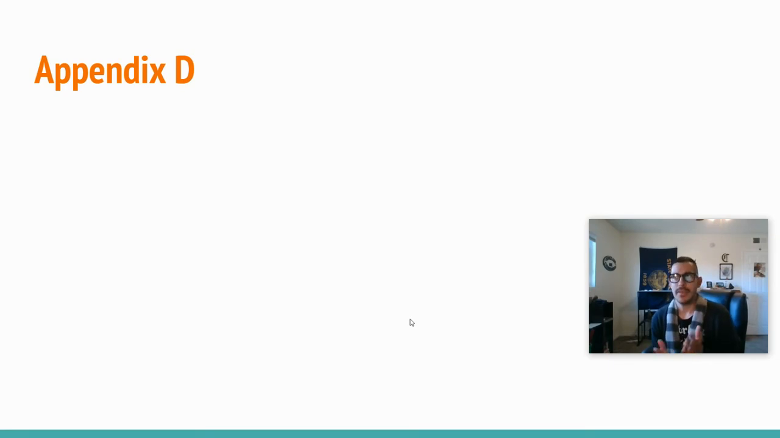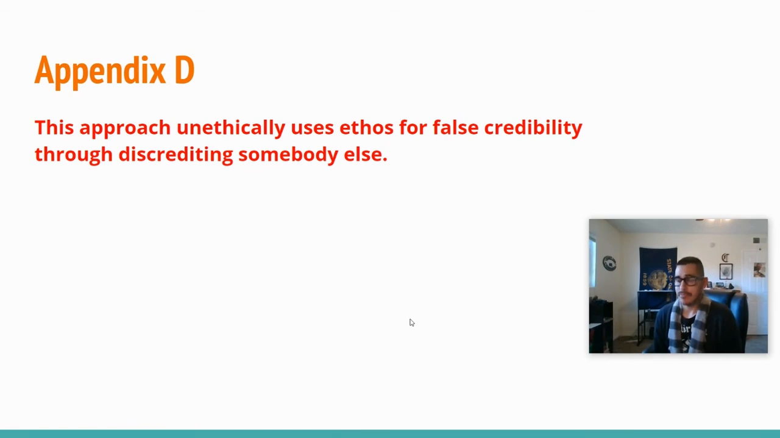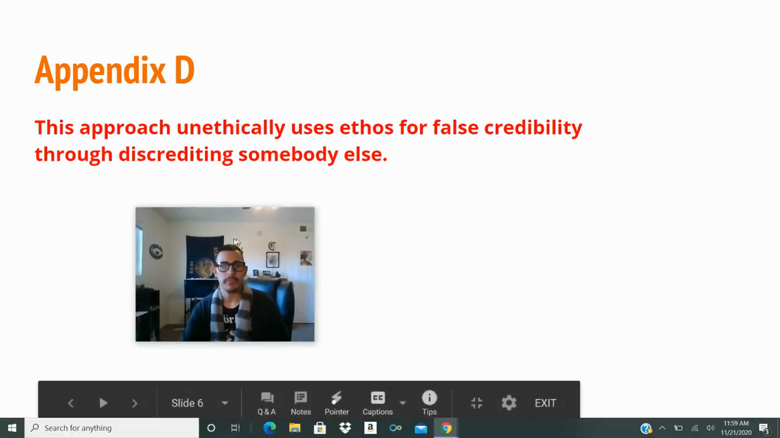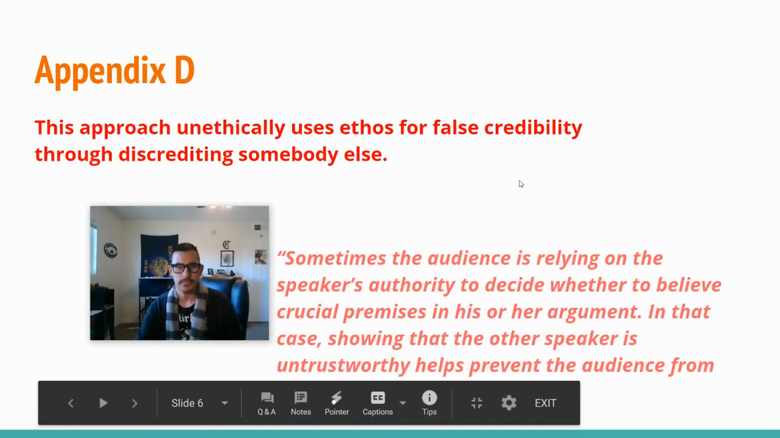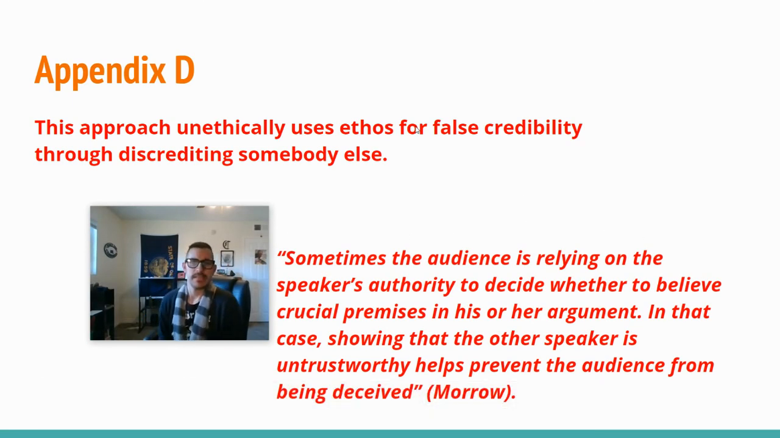Now, referring to Appendix D from Morrow's book, Giving Reasons, this approach is unethical because it uses ethos for a false sense of credibility by discrediting somebody else, the opponent. And if we read further, Morrow explains this. He says that sometimes the audience is relying on the speaker's authority to decide whether to believe crucial premises in his or her argument. In that case, showing that the other speaker is untrustworthy helps prevent the audience from being deceived.